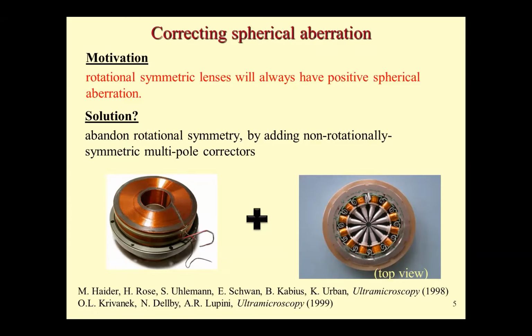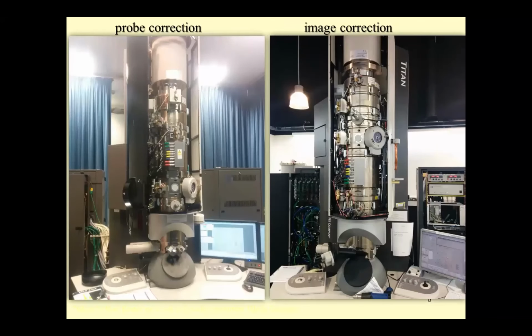Now, how does it look? These are pictures of a Titan microscope, and here we have two examples of these correctors. This is a probe corrector. The sample is here, and this is the corrector. This corrects the probe in a scanning transmission electron microscope. Or we can have the corrector after the sample. Again, the sample is here, and this is the corrector. This is what we have in a transmission electron microscope, so this corrects the image.